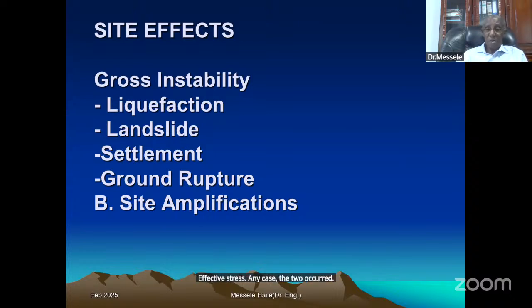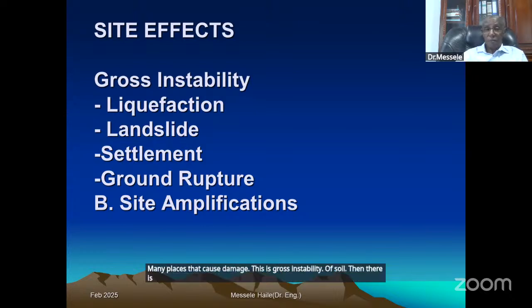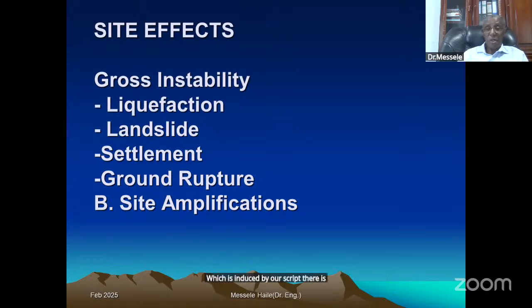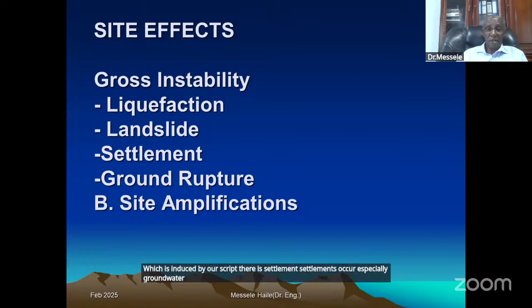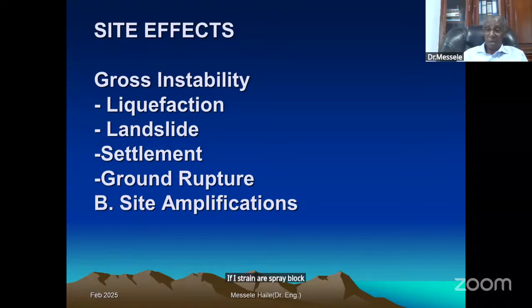In any case, the 2 occurred in many places. They cause damage. This is gross instability of soil. Then there is landslide, which is induced by earthquake. There is settlement, especially groundwater material settling significantly. Then there is ground rupture, which is not only fault rupture, but fault rupture is there, but also ground rupture if the ground is weak due to the high strain when the earthquake occurs. Ground could rupture outside fault areas. So these are gross instabilities.